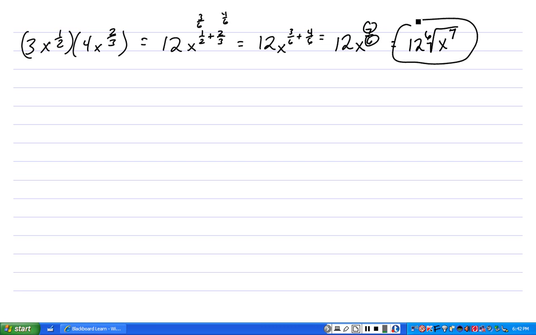Okay, that's if you put it in exponential in radical form. If you put it in exponential form, you could have stopped right here as 12x to the 7/6. All right, here let's look at another one.